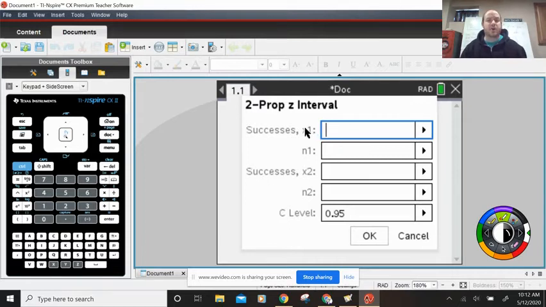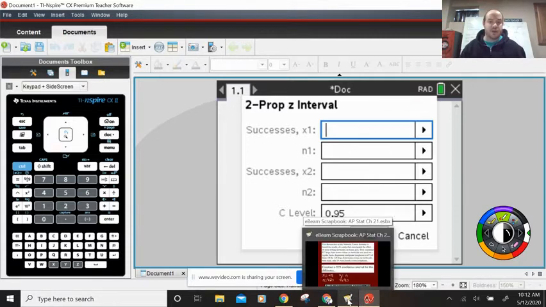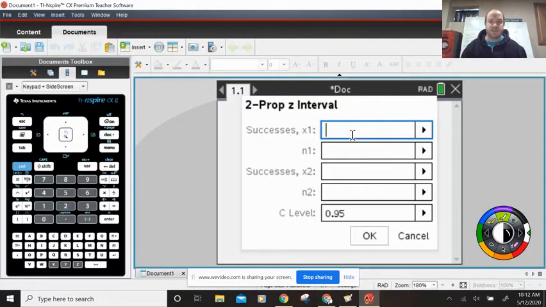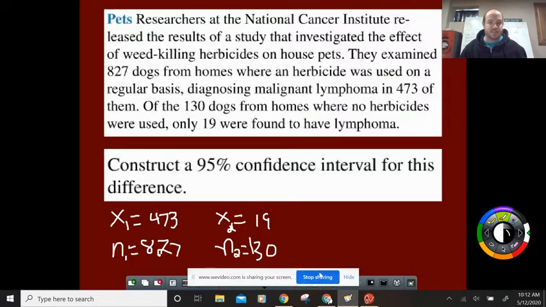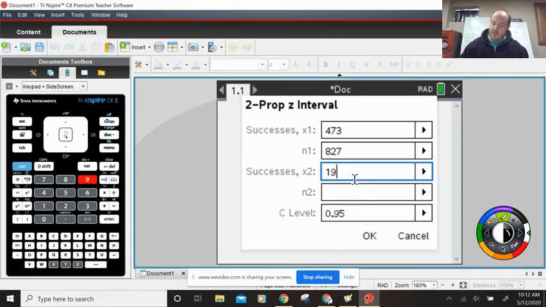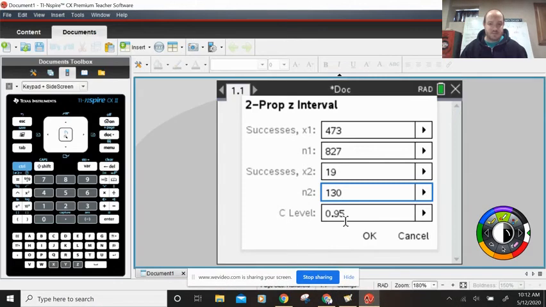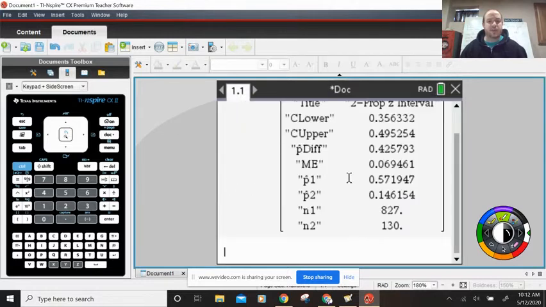So if I click on that, what's it asking for? It's asking for our number of successes for the first one, total sample size, number of successes for the second one, total sample size, which is actually conveniently all the data I just wrote down. So let's go ahead and look back at our snapshot of this. We have 473 out of 827. And for our second sample, we had 19 out of 130. We did want to go ahead and do a 95% confidence, so we're going to leave this as 0.95 and go ahead and hit OK.